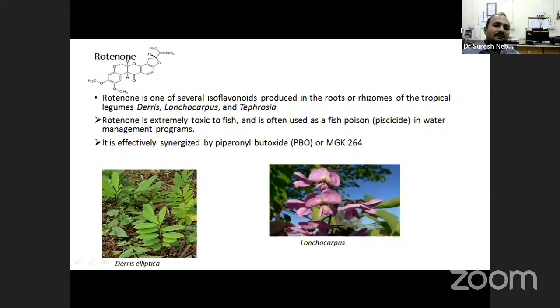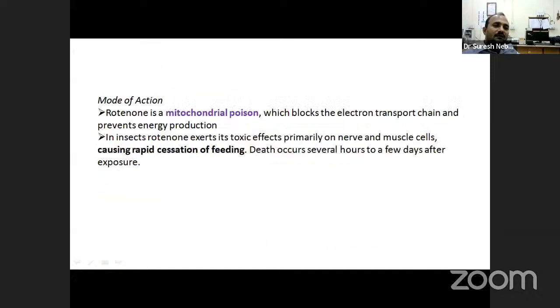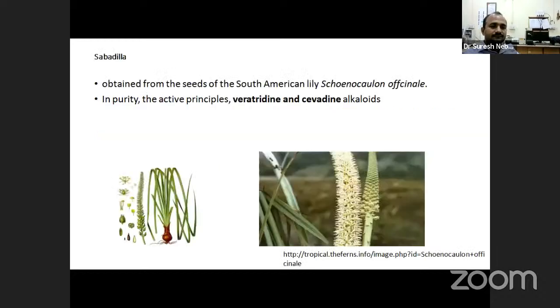Like rotenone, what are the toxic principles from which it is extracted? What is the synergist used for rotenone? I was telling you about the synergist. What is the mode of action of rotenone? It is actually a respiratory poison. In the respiratory chain, the electron transport chain, which takes place in the mitochondria, it is affecting there.